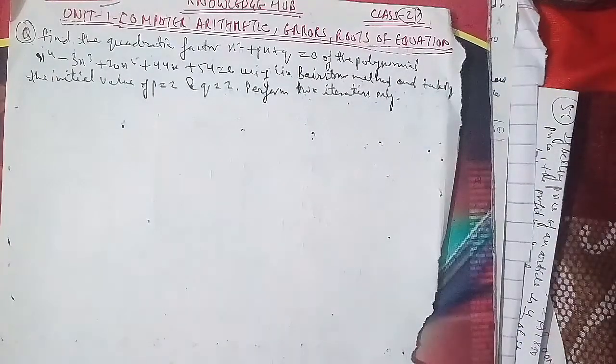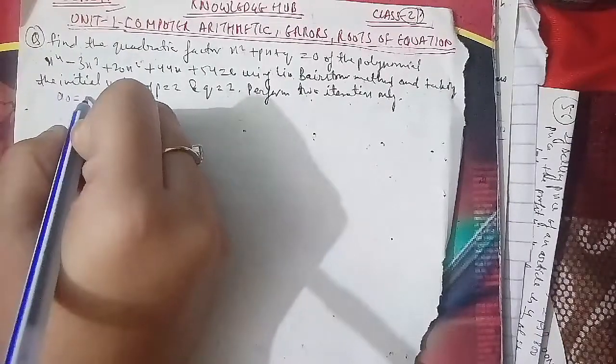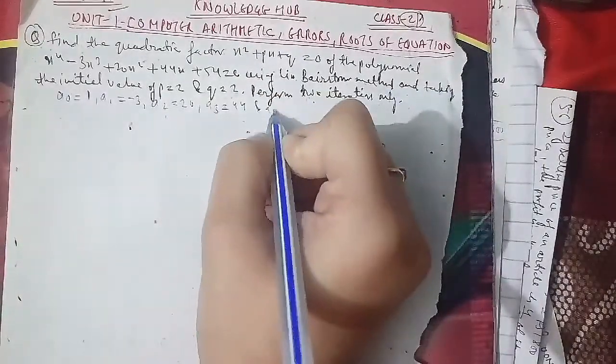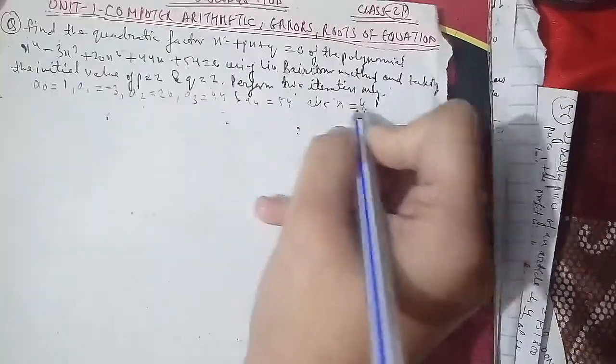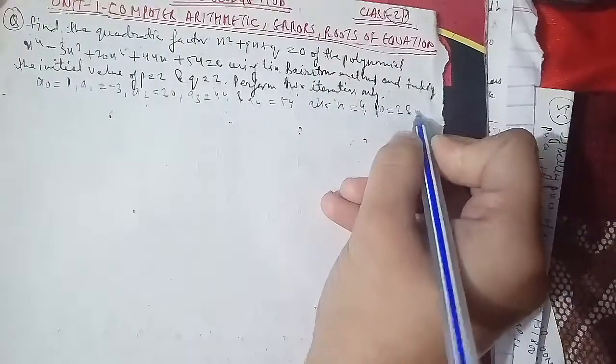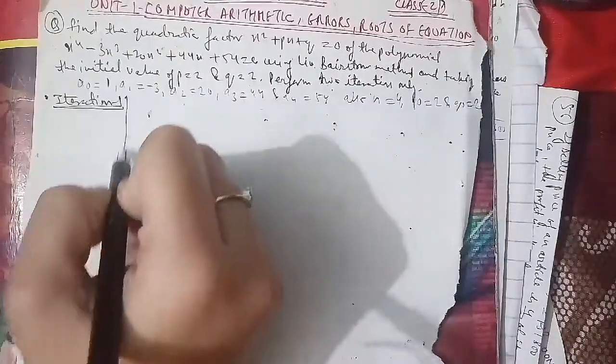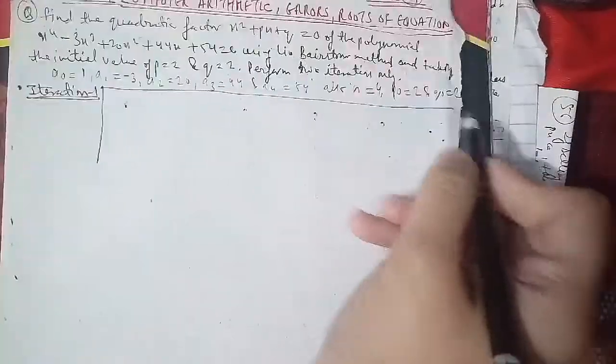Okay, so here a0 equals 1, a1 equals minus 3, a2 equals 20, a3 equals 44, and a4 equals 54. Also n equals 4, p0 equals 2 and q0 equals 2. So for iteration 1 we go ahead.